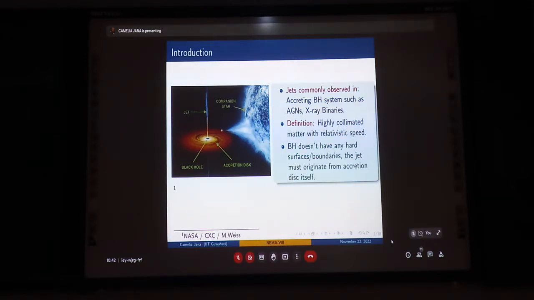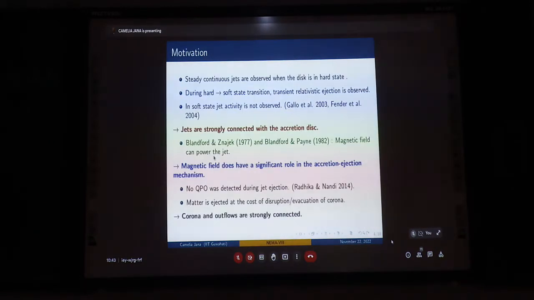Now, a black hole doesn't have any hard surface or boundary or anything intrinsic which can generate the jet. So, if the jet has to originate, it has to originate from the accretion disk itself. This is the artistic picture of the disk-jet system. At the center, there is a black hole, and around the black hole, this is the accretion disk. This is the companion star from which mass is being fed into the system, and this is the highly collimated jet.